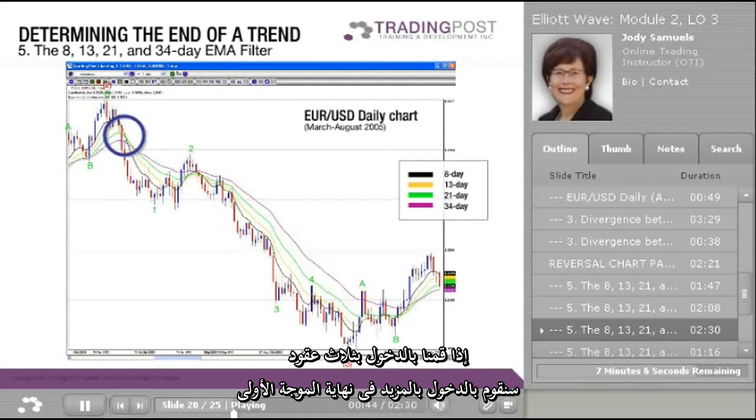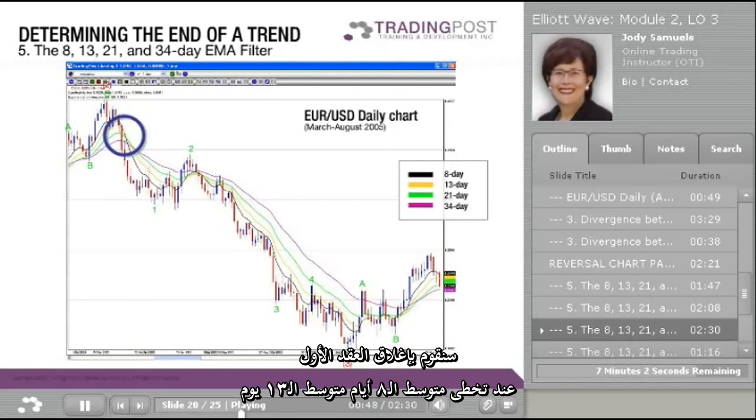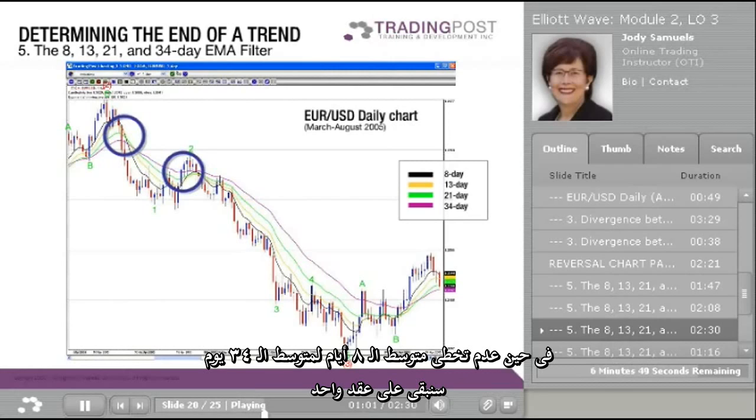If we took 3 lots, we would ride the lots through the end of wave 1. We would exit the first lot when the 8-day crosses above the 13-day EMA. We would exit the second lot when the 8-day crosses above the 21-day EMA. Since the 8-day doesn't cross above the 34-day EMA, we would still be holding on to one lot.